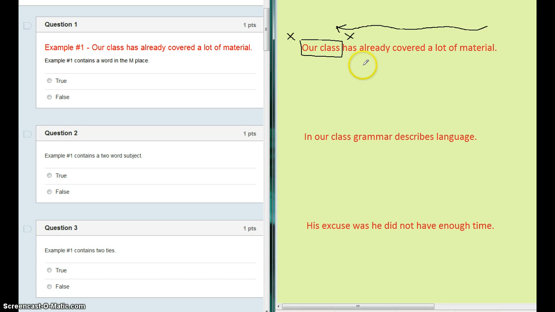And let's look for our ties. Has ties with our class. Has ties with the present. Let's mark that. And has ties with covered. Now covered is the DTN form of the verb.